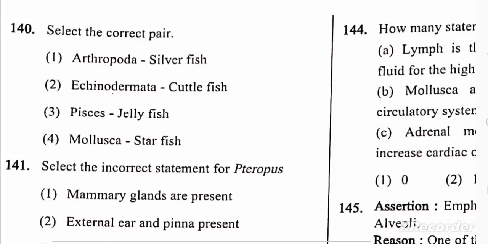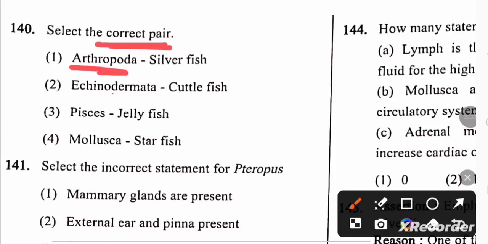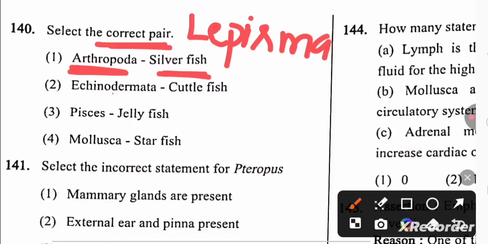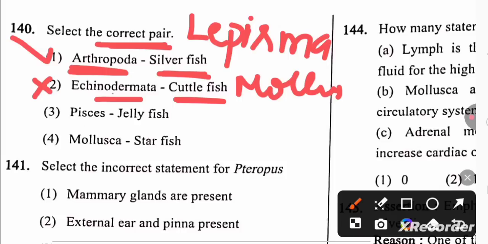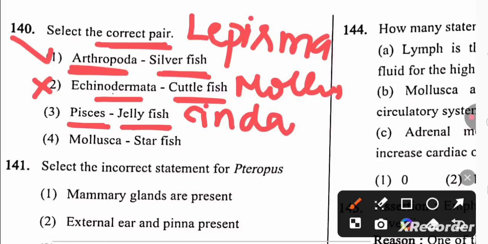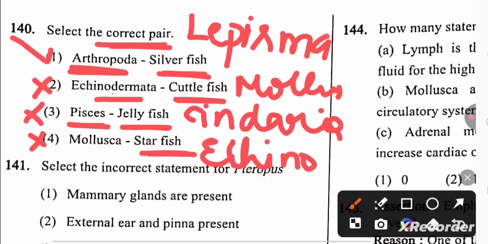Select the correct pair. Arthropoda, silverfish. Yes, silverfish is also called as Lepisma. Silverfish is Arthropoda, whereas cuttlefish is not Echinodermata. Cuttlefish belongs to Mollusca. And Pisces means fishes, whereas jellyfish belongs to phylum Cnidaria. So this is also incorrect. Mollusca, starfish. No, children. Starfish is Echinodermata. So this is also an incorrect pair. So the correct pair is Arthropoda and silverfish. Let us move to the next question.